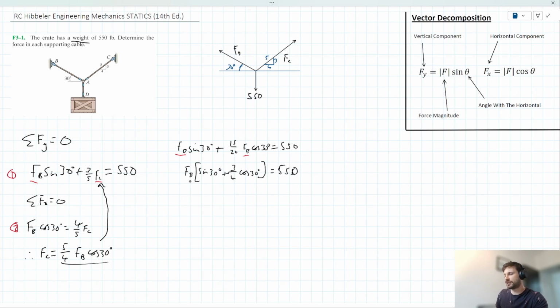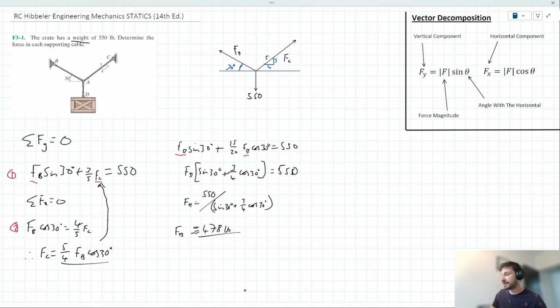Now to make FB the subject, all we need to do is divide through by this bracket. So FB is equal to 550 all over sine 30 plus 3/4 of cos 30, and let's put that in brackets just to be extra clear. When we put that in our calculator, we get a rough value of 478 pounds. So that's our FB.